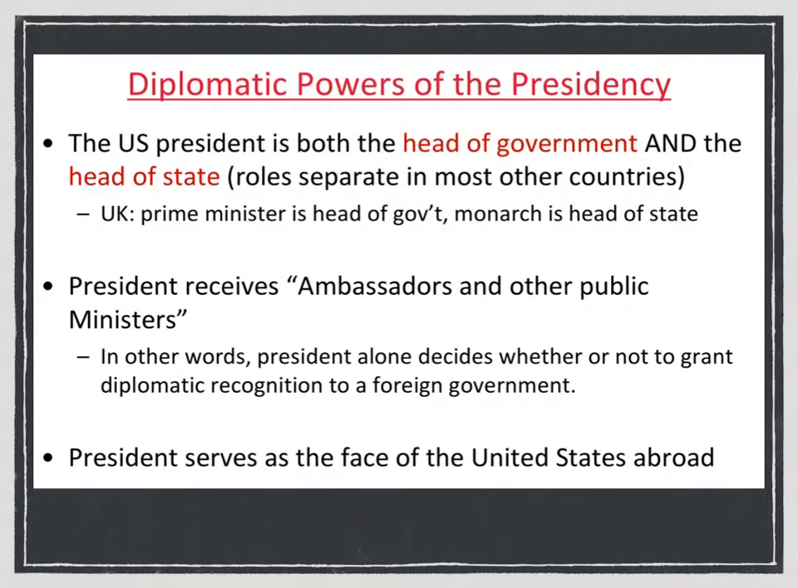One thing that makes our system somewhat unique in comparison to, say, Great Britain, is that the United States President is both the head of the government and the head of state, and those roles are separate in most other countries. For example, in the UK, the head of state is Queen Elizabeth II. She's the symbolic head of state, whereas the Prime Minister is the head of the government. So we don't separate those roles in the United States. The President serves as both. They're both the symbolic head of the United States government and the actual head of the United States government.